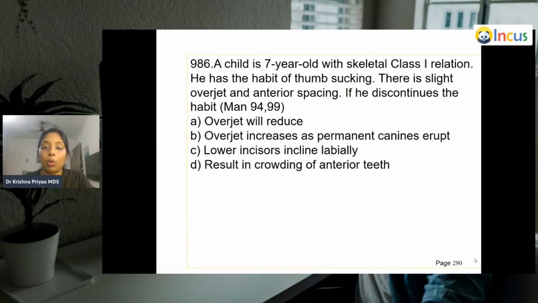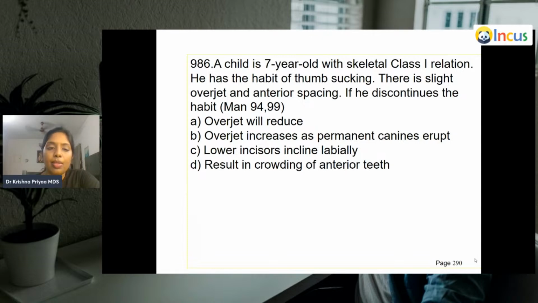A child is a 7-year-old with a skeletal class 1 relation. He has a habit of thumb sucking. There is a slight overjet and anterior spacing. If he discontinues the habit, okay. So now they're talking about what will happen if he discontinues the habit. So overjet will reduce. Overjet increases as permanent canines erupt. Lower incisors incline labially, resulting in the crowding of the anterior teeth. So it is 2 years more than the original thumb sucking.